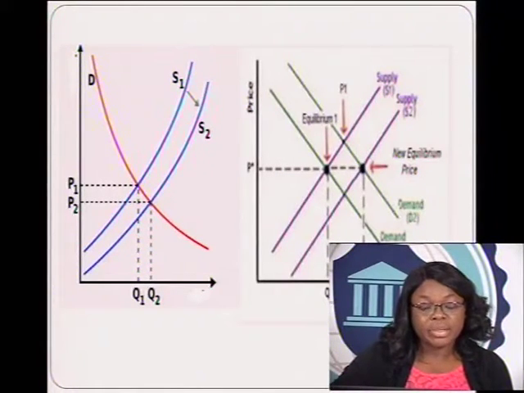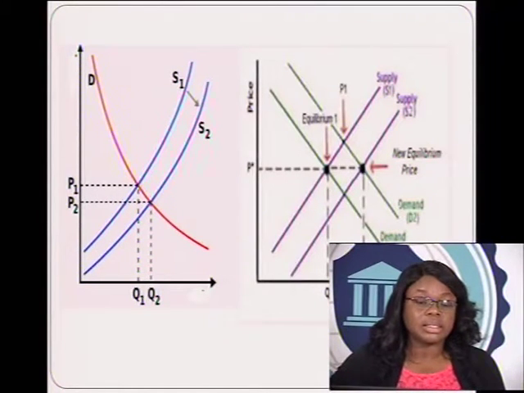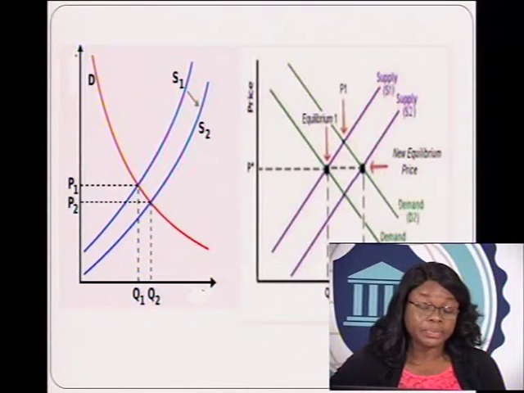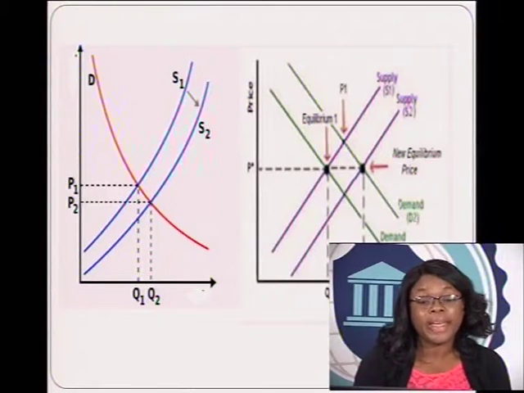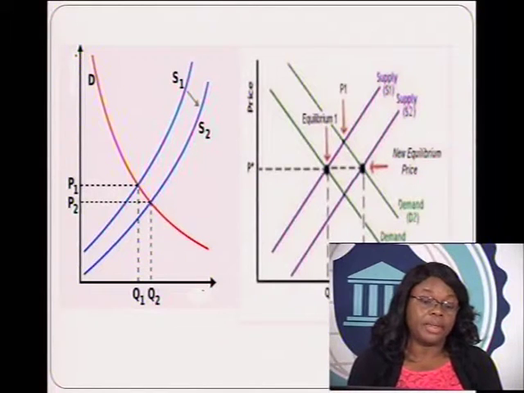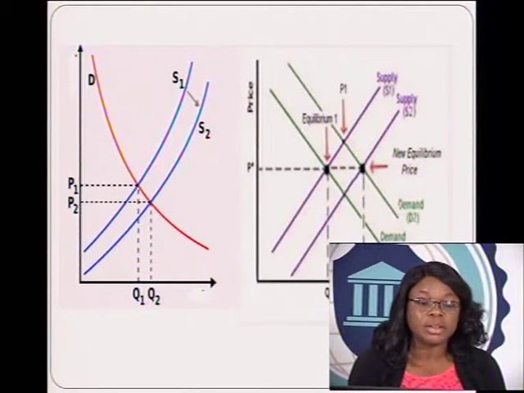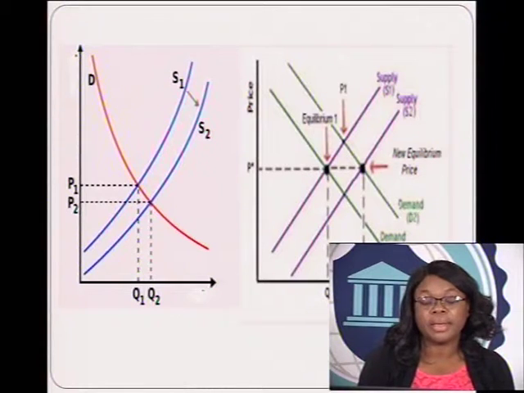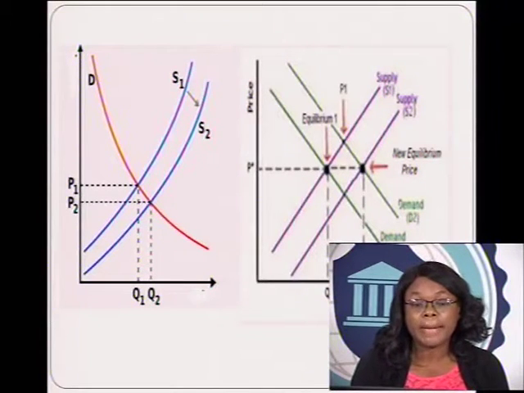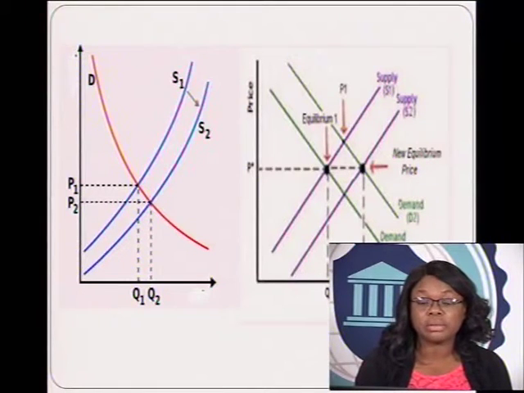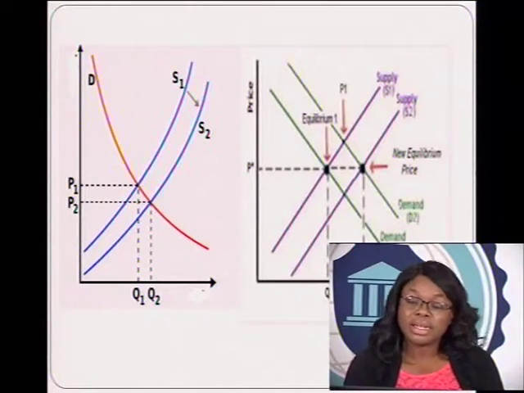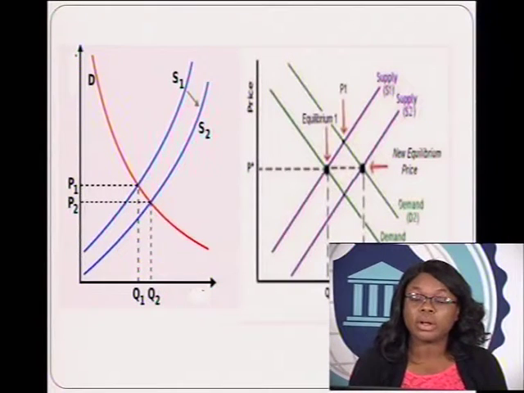This diagram on the left-hand side illustrates an increase in supply. S1 is the initial supply curve. S2 is a new supply curve. And you can see the effect it has on the price and quantity as well. When there's an increase in supply, we see that price falls from P1 to P2, and the quantity supplied increases from Q1 to Q2. On the right-hand side, you can see the four graphs combined.